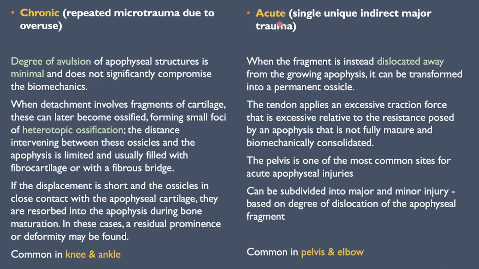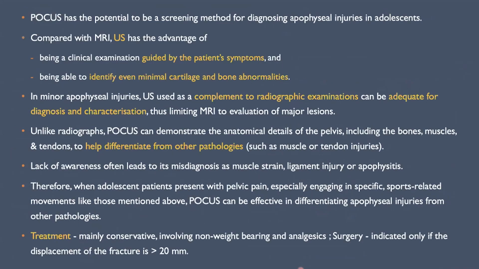Acute injuries, on the other hand, occur due to a single instance of indirect trauma. So there is acute avulsion of the apophysis, and in these cases, the fragment is usually displaced further away from the growing apophysis. In fact, eventually it can even be transformed into a permanent ossicle. This occurs because of excessive traction force, relative to the resistance posed by an apophysis which is not fully mature. And the most common site for these acute apophyseal injuries is the pelvis and elbow, but most commonly we see them in the pelvis.